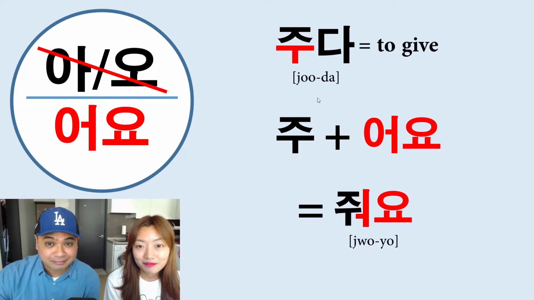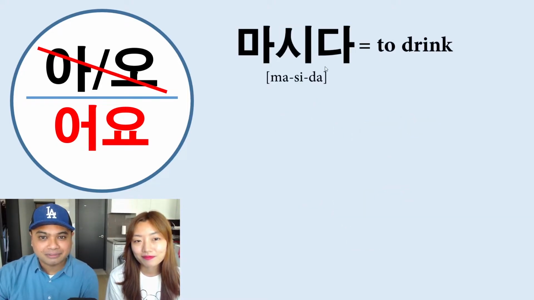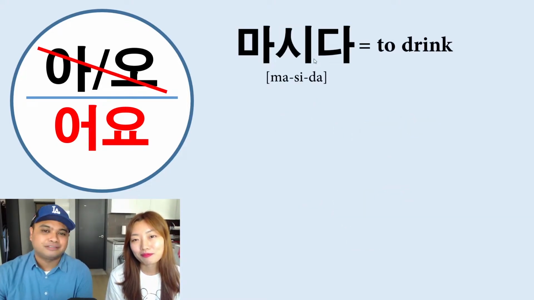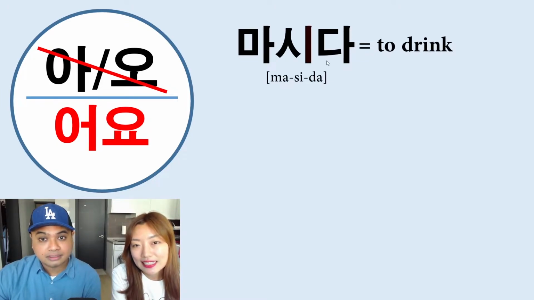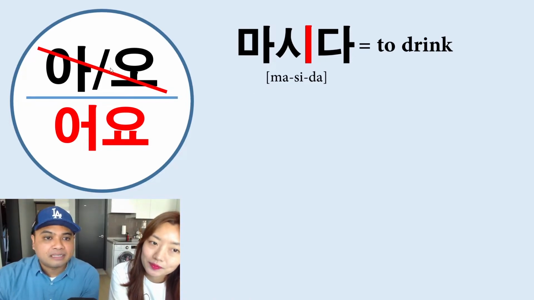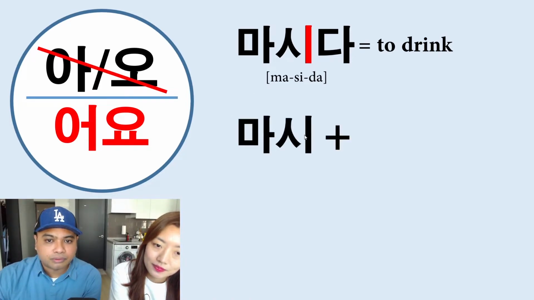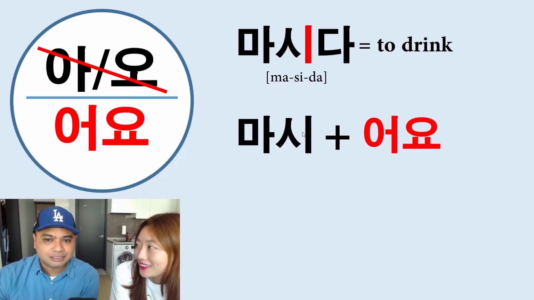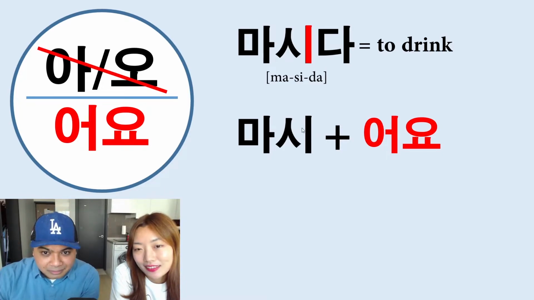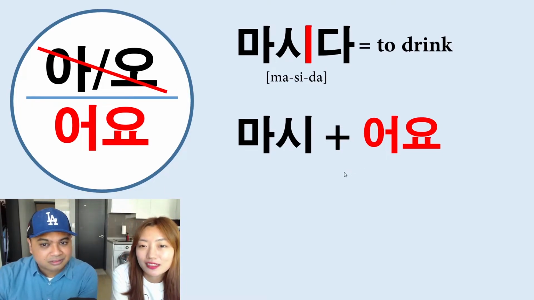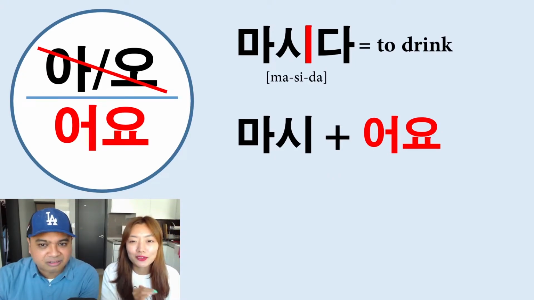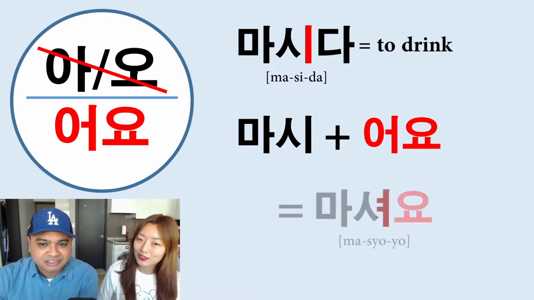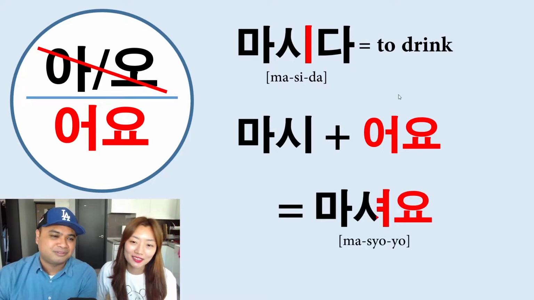If you look at our next example, we have 마시다, mashida, which means to drink. Then if you look at the last vowel, it's i, right? It's not a, it's not o. So we need to add oyo. So mashi plus oyo. We combine shi and o. Pronounce it like a normal i o, fast: i o, i o, 마셔요. 마셔요. Yeah, so it becomes 마셔요.